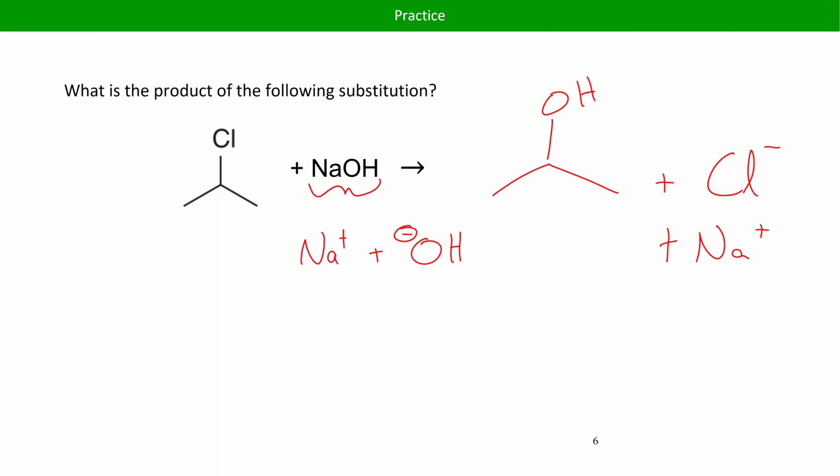Right, so that's all there is to drawing the product. If it just says draw the product of this reaction, we're done. That's it.